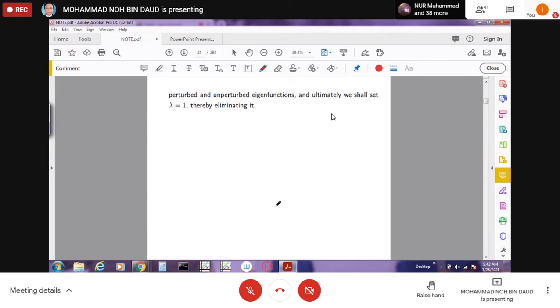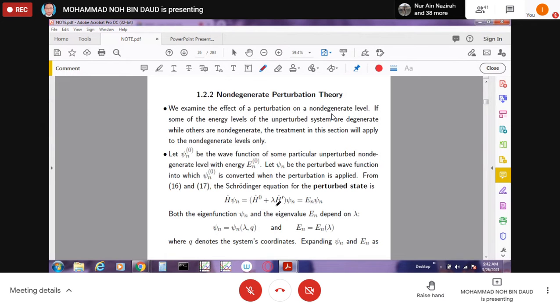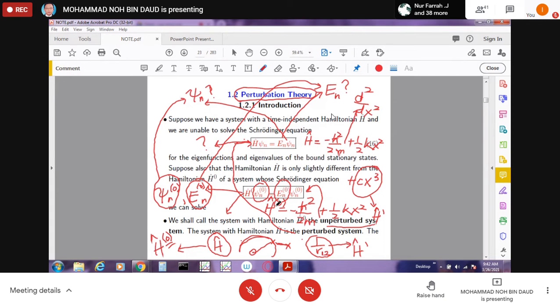Now we are going to look at how we can find psi and E in terms of psi 0, the unperturbed wave functions, and the unperturbed energy. These two are found in terms of those two known values or functions.